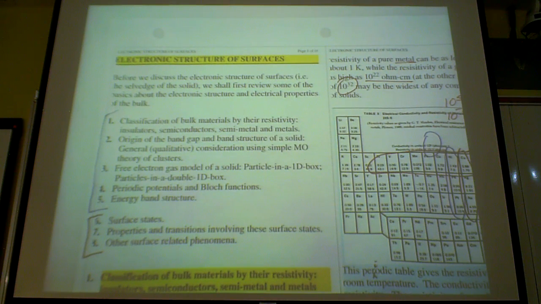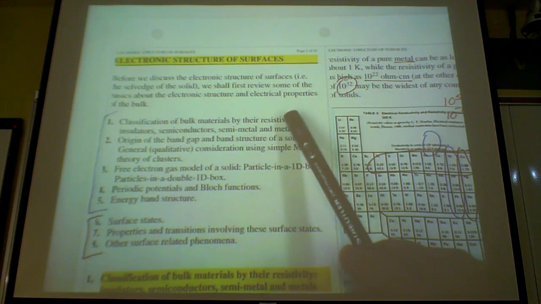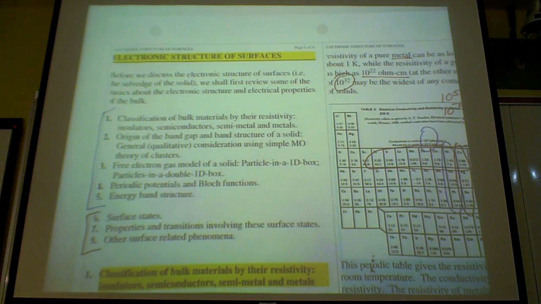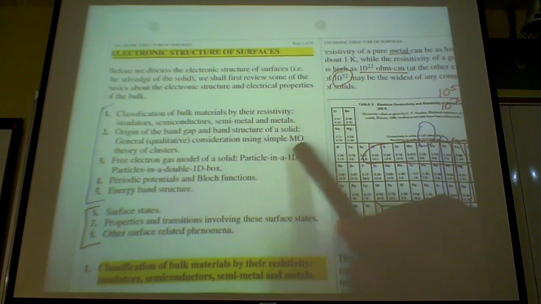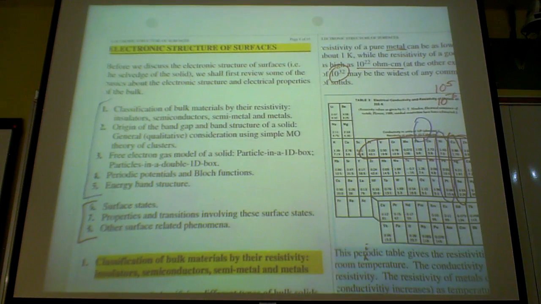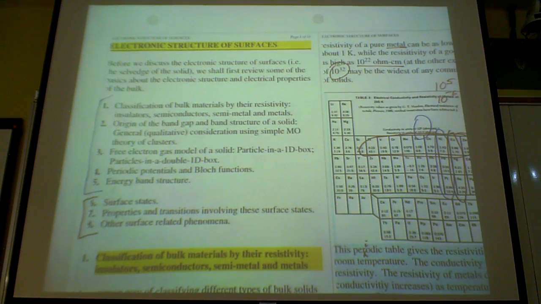the electronic structure. Okay, so I want to classify bulk material by their properties. So in this case, the electrical property, particularly resistivity, and so forth, and the type of material that we're dealing with: insulator, semiconductor, metals, right? And then I want to give you a very general description of band gap and band structure. Some of you may already know this, but some may not, so I'm going to give a very qualitative consideration of these ideas using simple MO theory. I assume everyone would have the idea of MO theory from first year chemistry.